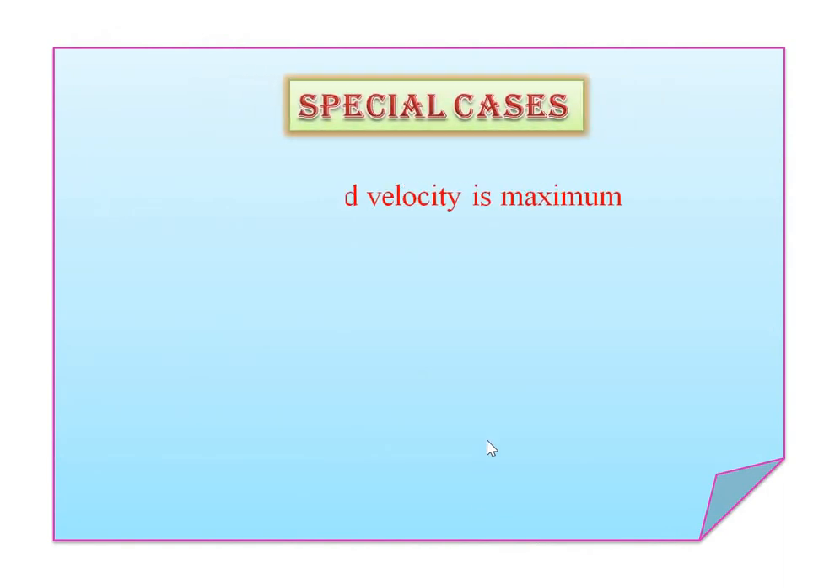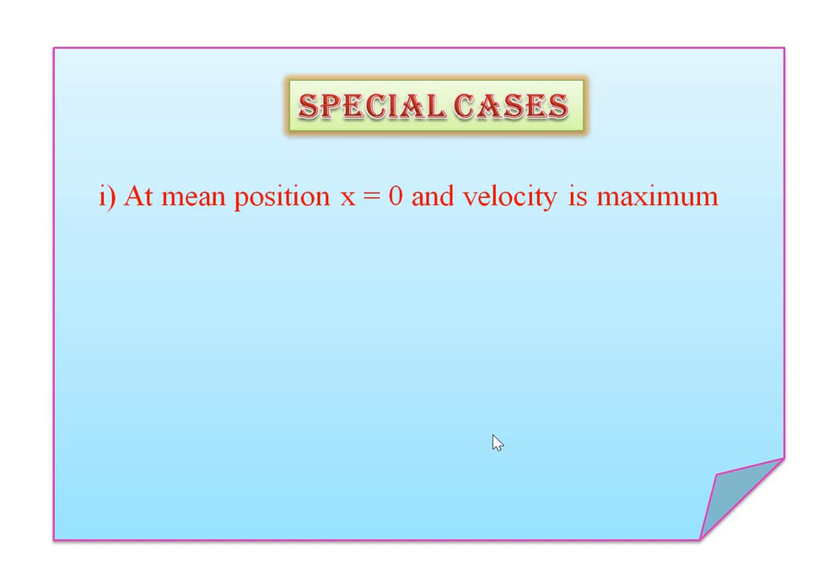The first case is at the mean position, where displacement becomes 0, that means x equals 0, and velocity is maximum. Remember, at the mean position displacement is 0 and velocity is maximum.